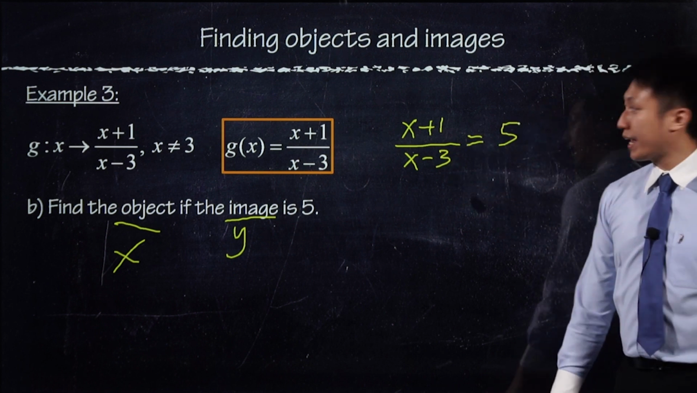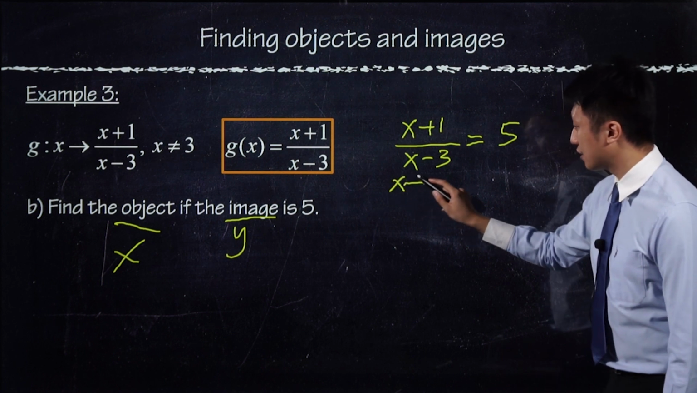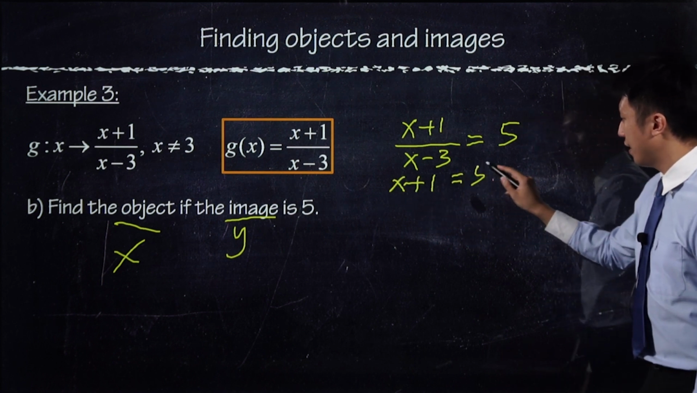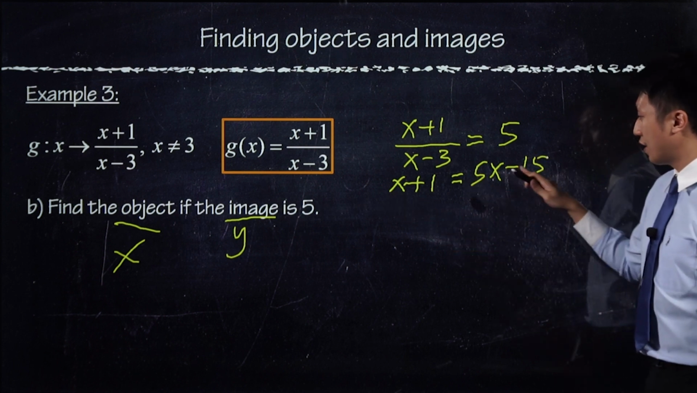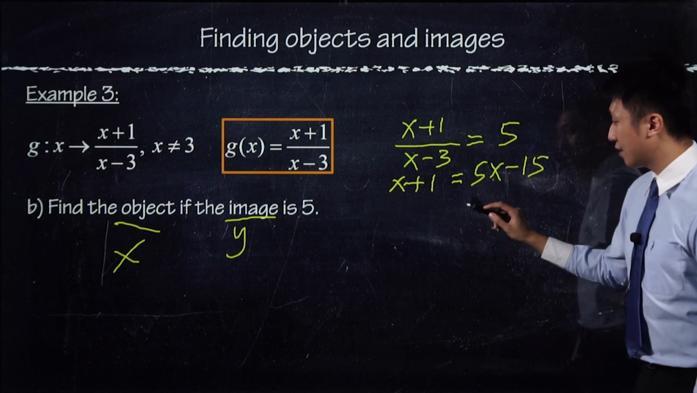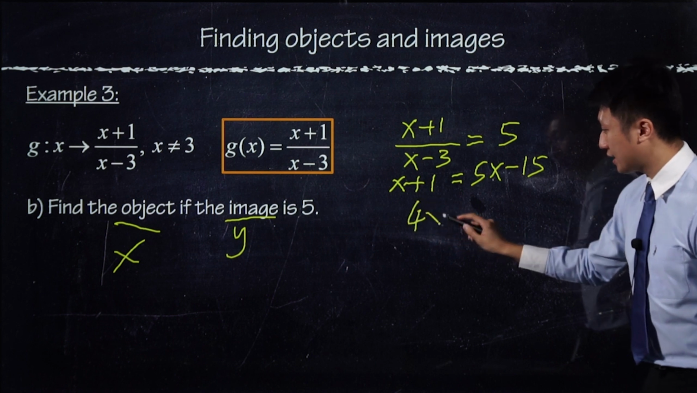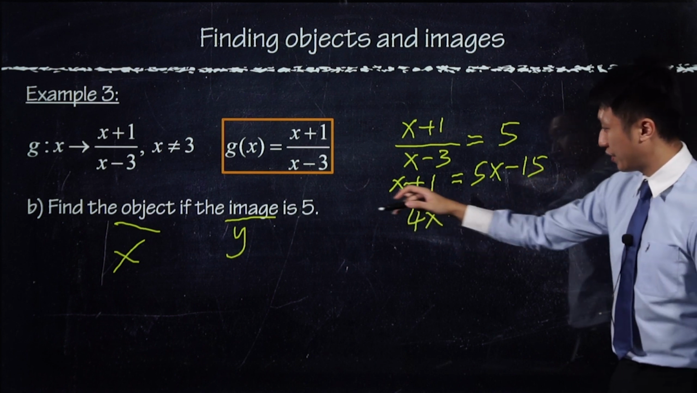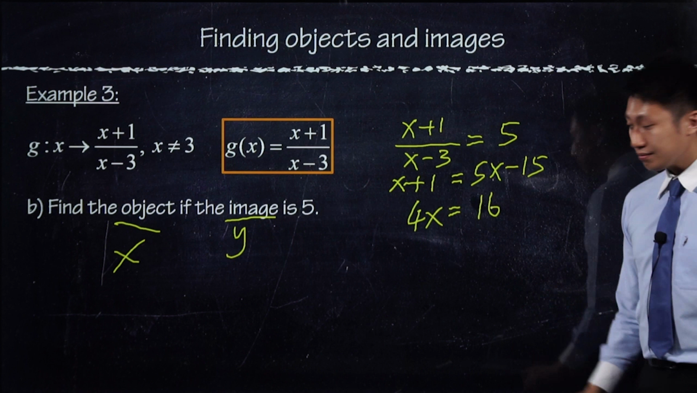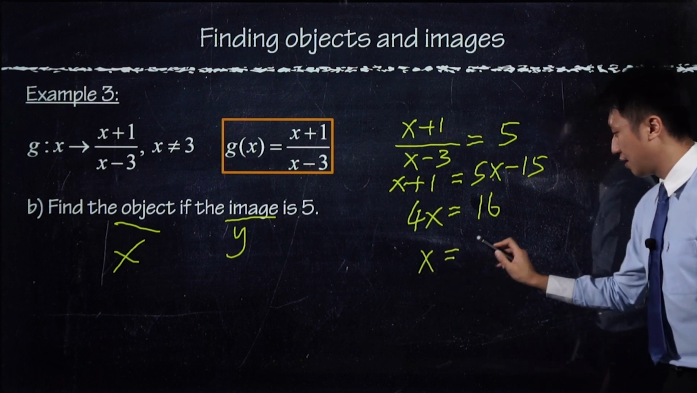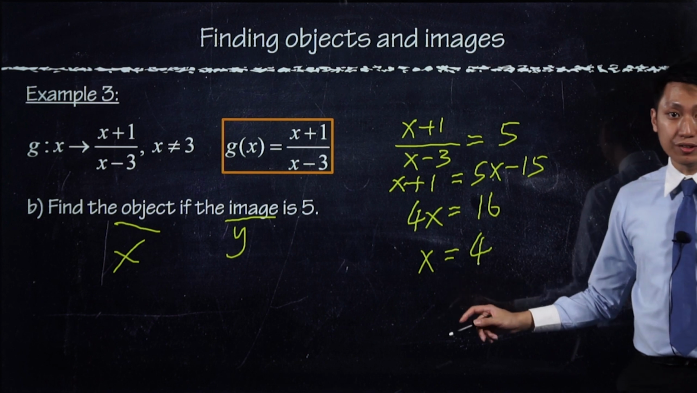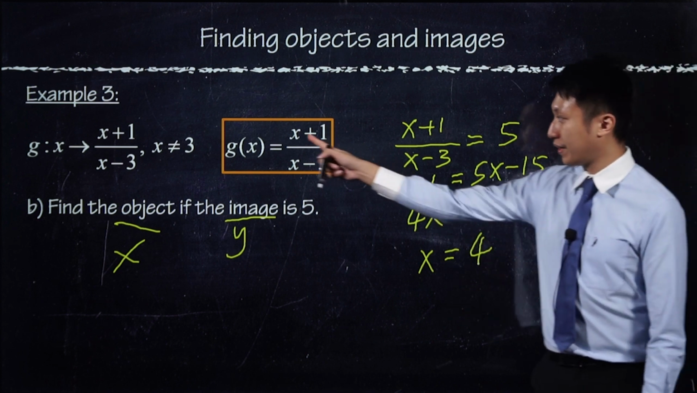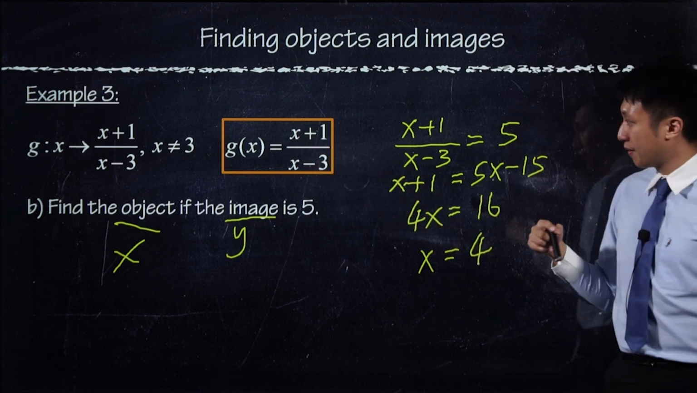Then I want to find x. I solve for this. x plus 1 is equal to 5 times (x minus 3), which is 5x minus 15. I move this over. I get 4x is equal to this. I move it over, so it's 16. Hence x is 4. Not sure about the answer? What are you going to do? You're going to substitute this back into here and see whether you get 5.